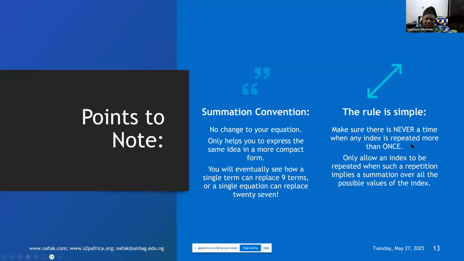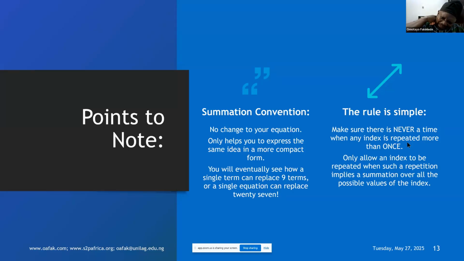The rule is simple. Make sure there is never a time when any index is repeated more than once. Only allow an index to be repeated when such a repetition implies a summation over all the possible values, but make sure it never occurs more than once. So instead of writing a summation sign, just make sure that the index you want to sum over has been repeated in each term. When it's like that, it will always work. If you are going to do summation over another index, you have to use a new dummy index so that you will not repeat an index more than once. So that is the rule.